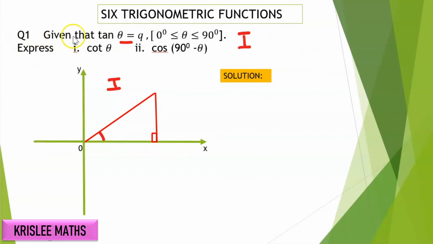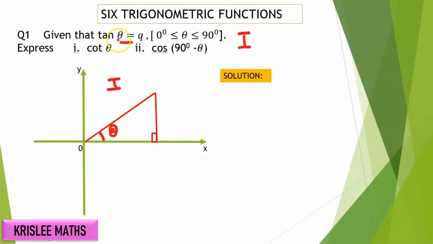Okay, now question 1. Given that tangent theta equals q, that is the first information given, and the second information, we know that theta lies between 0 and 90 degrees. If the range is 0 to 90 degrees, that means theta must be in the first quadrant. I've already drawn the right angle triangle for you. Now theta must be between the radius and the x-axis. We have learned this in a previous lesson.